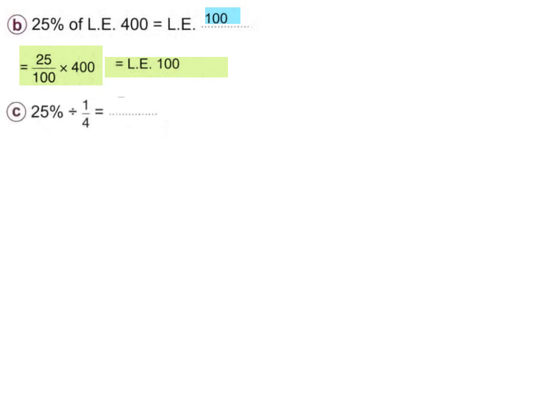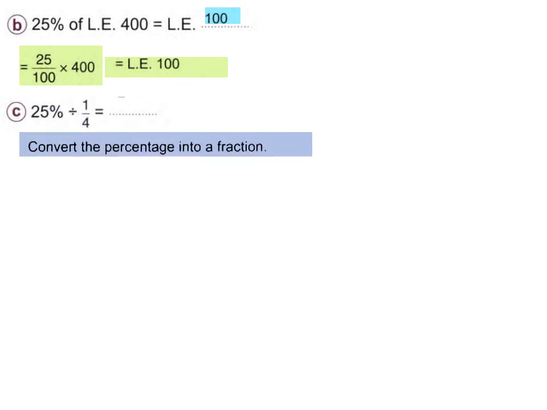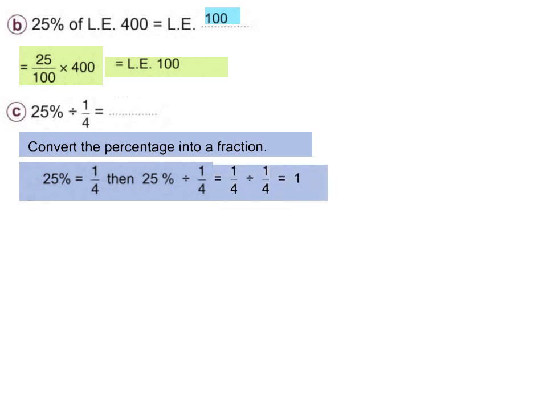Okay. Letter C: 25% divided by 1 over 4. As we know, we can convert the percentage 25% into a fraction equal to 25 over 100, so 25% equals 1 over 4. Then 1 over 4 divided by 1 over 4 equals 1. So we put in the space 1.